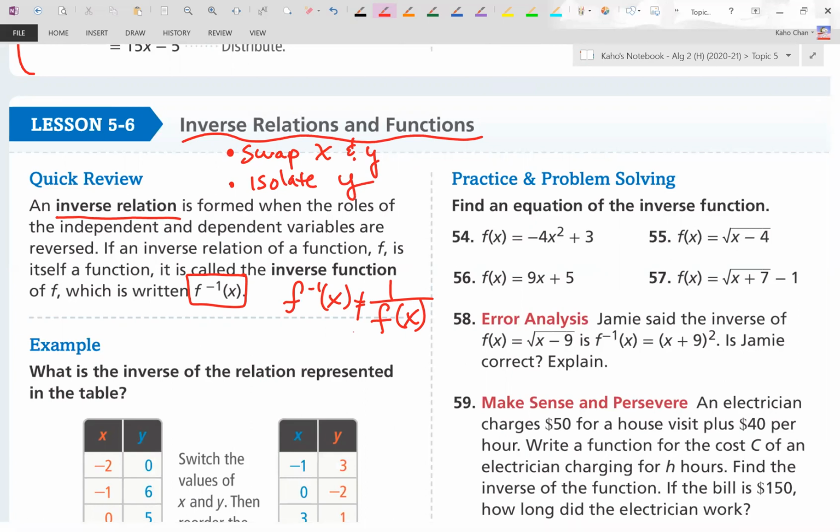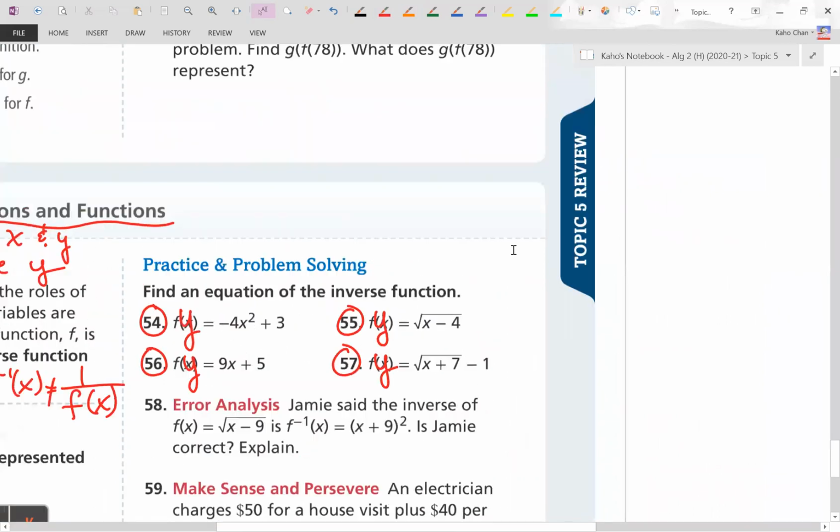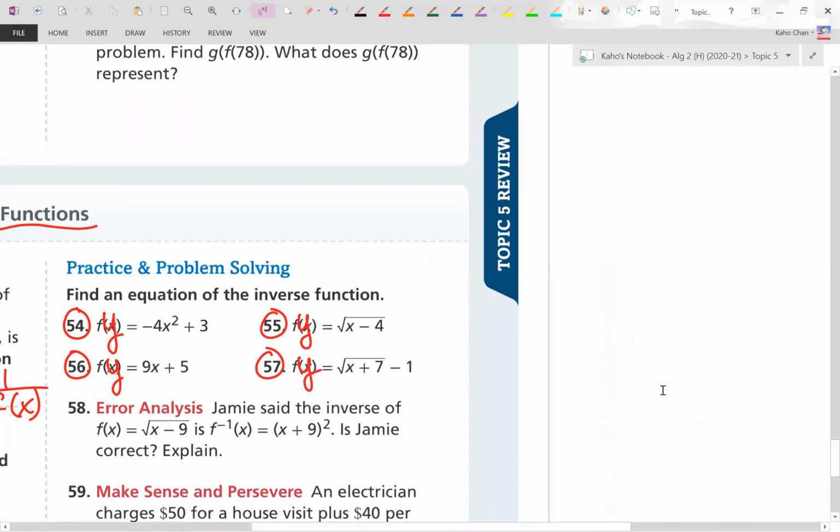All right. Let's go ahead and swap x and y and solve for y. Let's start with number 54. Here we go. All those f of x's are the letter y's. I'm not going to do 58. That's no big deal. You can do it on your own. Here we go. Step 1, swap x and y. Let's see, find some room here. So y becomes x and x becomes y. And now you just have to isolate y and solve it.